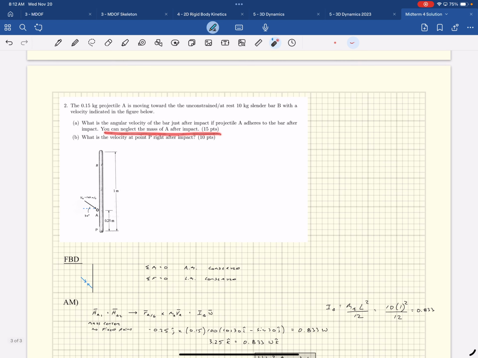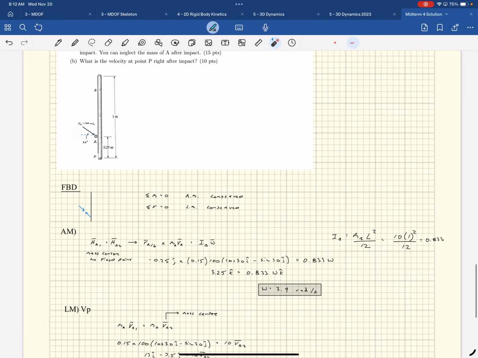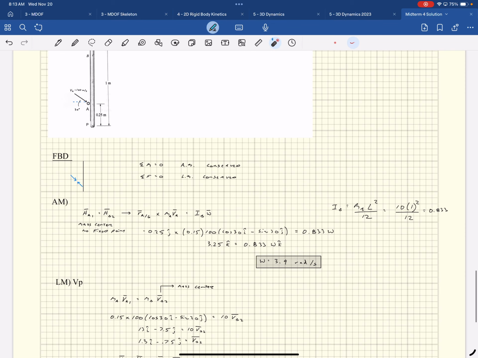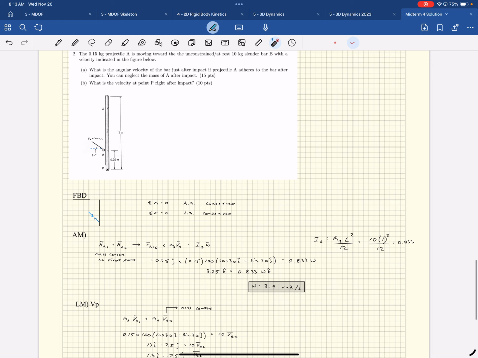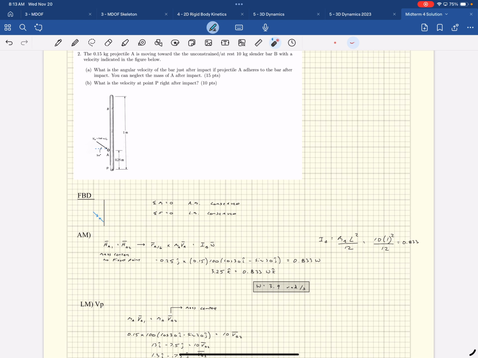Yeah. You can neglect the mass of A after impact, right? All right. Okay. And I asked you to do that because it makes your life a lot easier. So the thing is coming in. The first thing we said to do for these problems is look to see if there are any forces or any moments acting on this thing. And there's not, right? It's out in the middle of nowhere. It's just floating out in space.